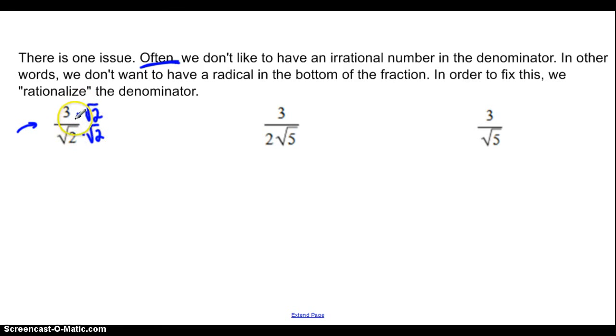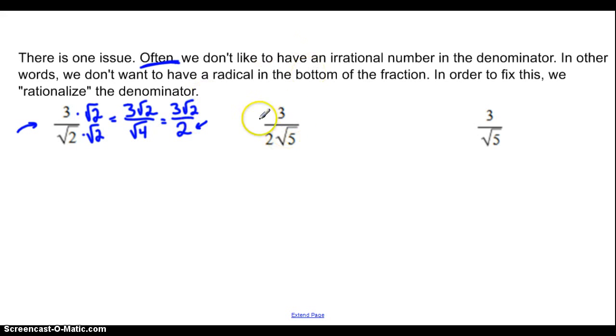In any case, if we multiply the top and the bottom by the square root of 2, let's see what happens. The top, well, the numerator, that's just 3 square root of 2. But the denominator, the square root of 2 times the square root of 2, is the square root of 4. And the square root of 4 doesn't have to be a square root at all. The square root of 4 is just 2. And now look, we no longer have a radical, or a square root, in the denominator. Now it's just the number 2.